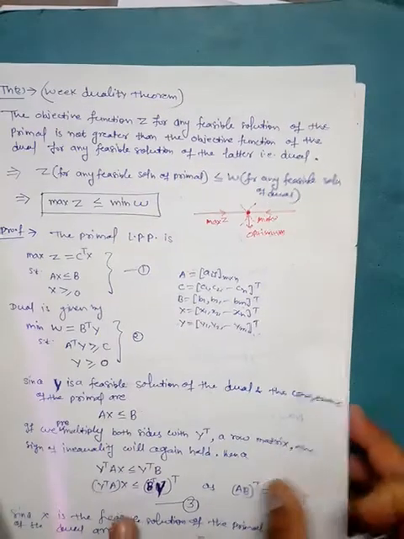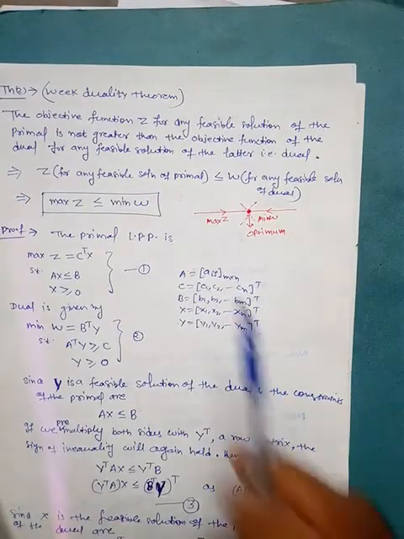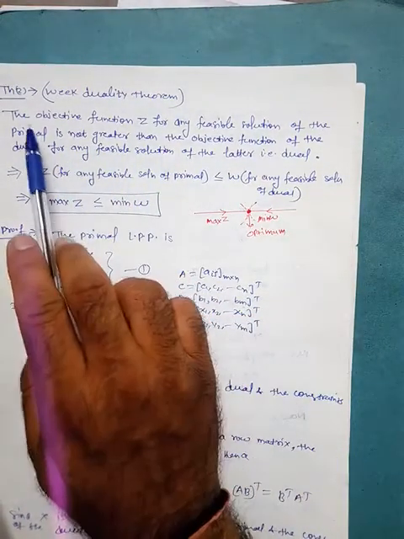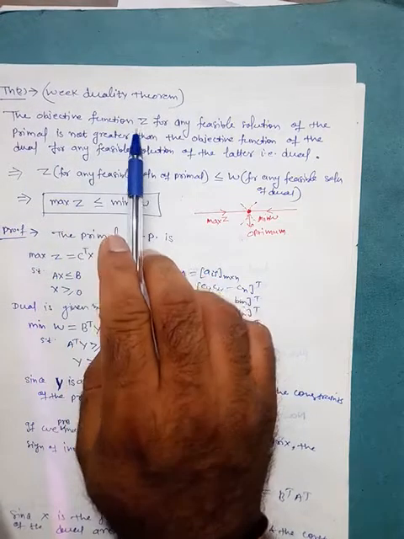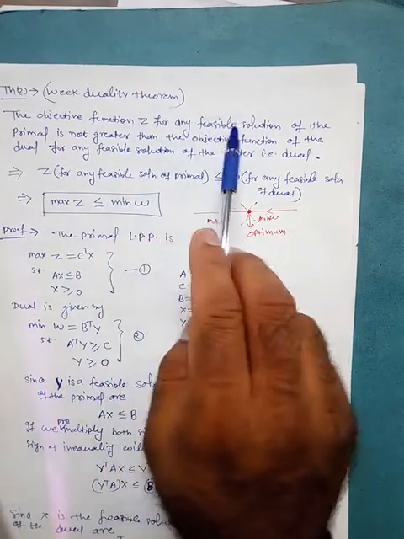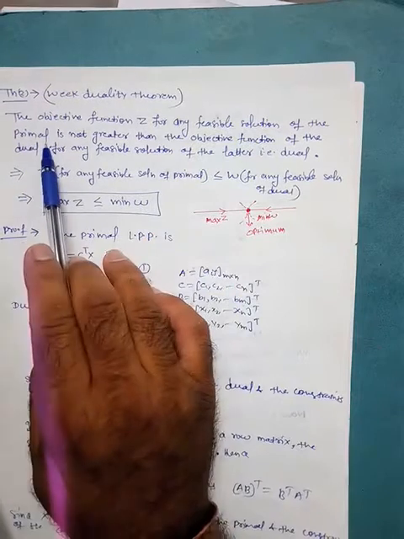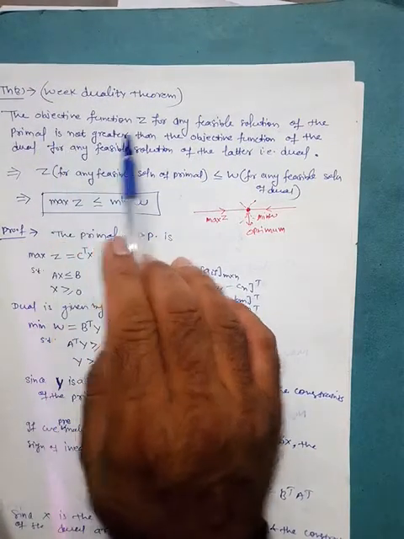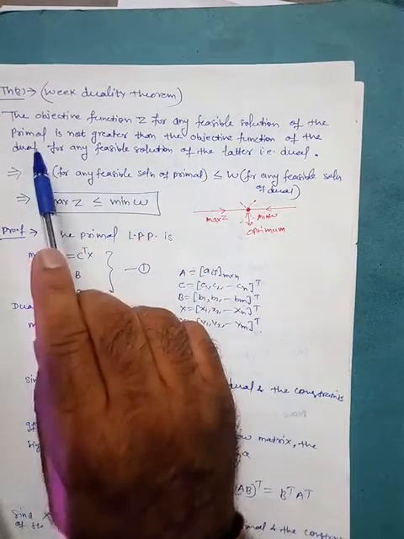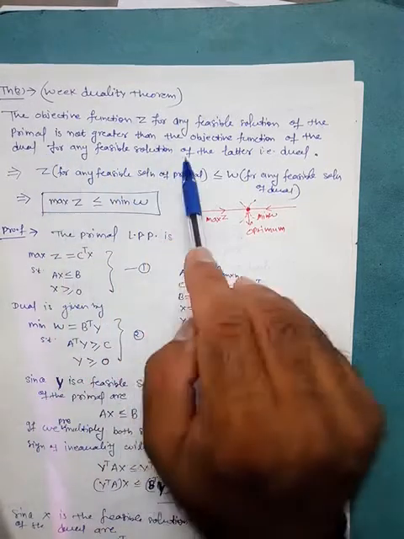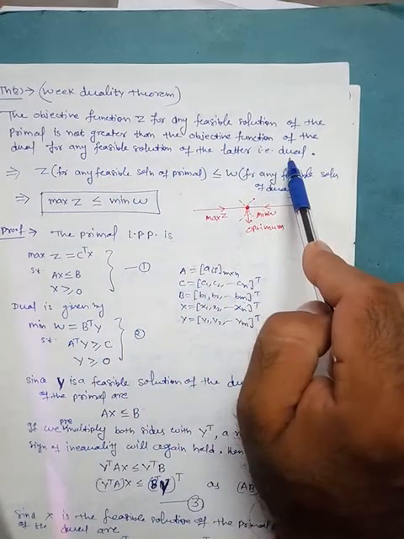Let's see its complete proof. Yes. So now weak duality theorem, what is the statement? The objective function z for any feasible solution of the primal is not greater than the objective function of the dual for any feasible solution of the dual.